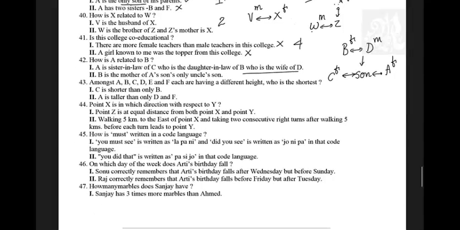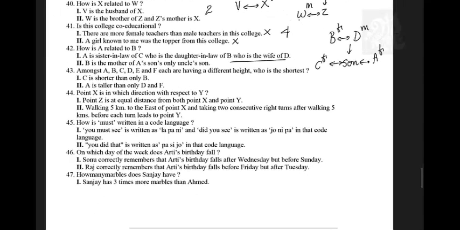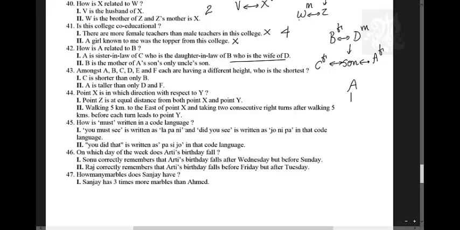B is the mother of A's son's only uncle's son. A's son, sorry. A's son is A's son. Only uncle will be A's brother. Brother's son will be cousin, and B is the mother of this guy. I'll repeat this. A's son is this guy. His uncle is going to be this guy's brother. And his son is going to be this guy's cousin. And who is B? The mother of this guy.